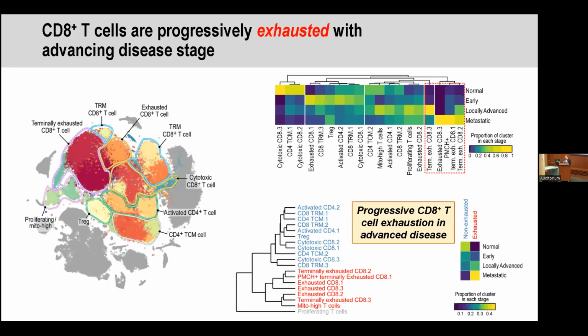And now with this much more simplified definition, we can see a pretty striking pattern that terminally exhausted or exhausted CD8 T cells progressively increase with advancing disease stage. They're essentially absent in normal kidney, present in very low levels in early stage disease, and progressively increase in more advanced disease stages. And we, by contrast, see relatively few non-exhausted CD8 T cells in advanced disease stage. So that's the T cell compartment. We have this progressive exhaustion with advancing disease stage.